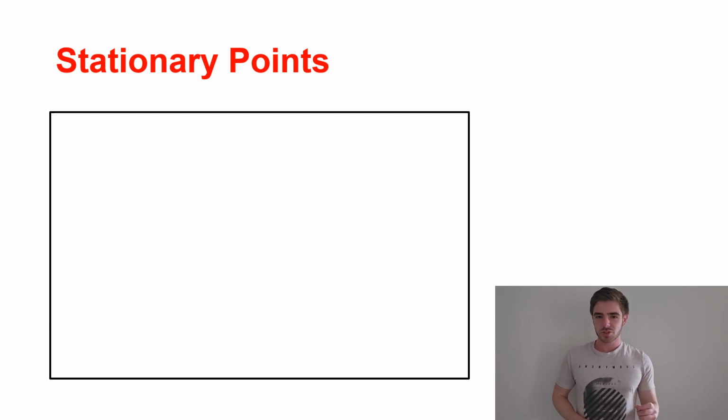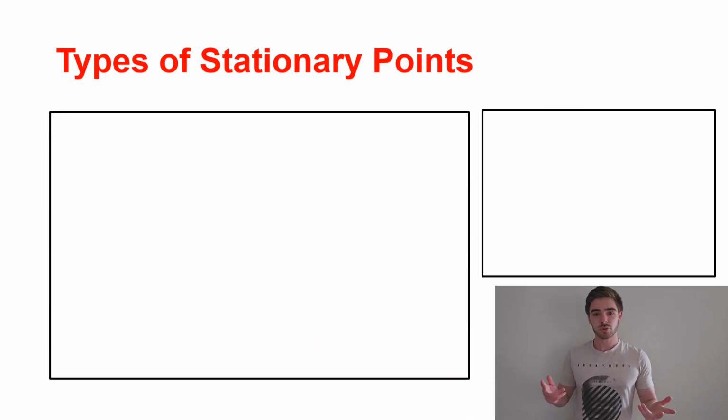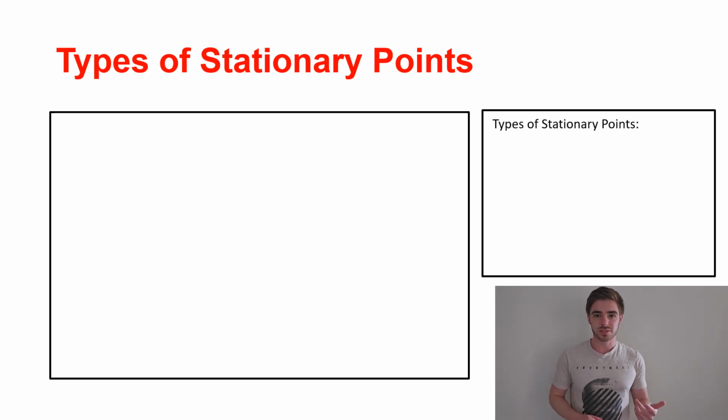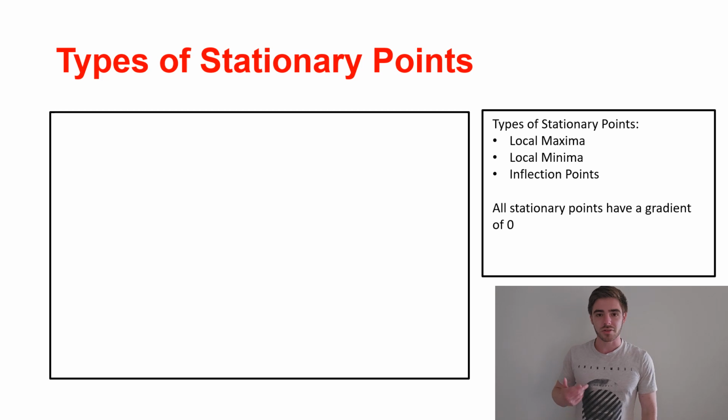In this video, we're going to learn how to use differentiation to find stationary points on a graph. Let's get into it. Stationary points are a key feature of polynomials and some circular functions. There are actually three different types of stationary points: local maxima, local minima, and inflection points. All stationary points share the same feature. They all have a gradient of 0.